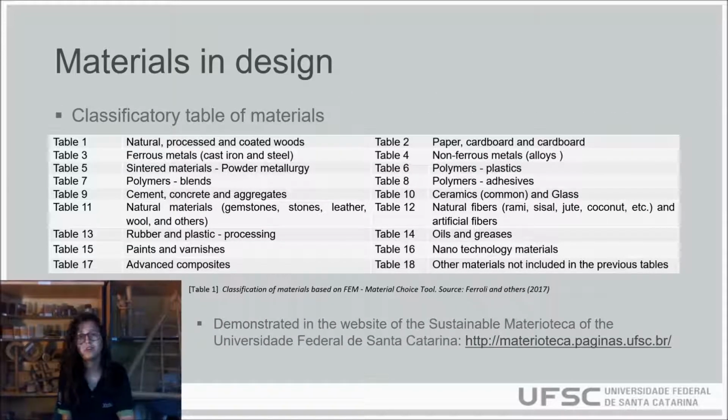Ferrari and other authors present a classificatory table of materials in order to facilitate the selection process. It serves as the basis for the beginning of the process, whose method is demonstrated in the website of Sustainable Materialteca of the university, that is in constant adaptation, establishing a relationship with the systematics used in design projects. The tables are more suitable in the methodological stages of conception.